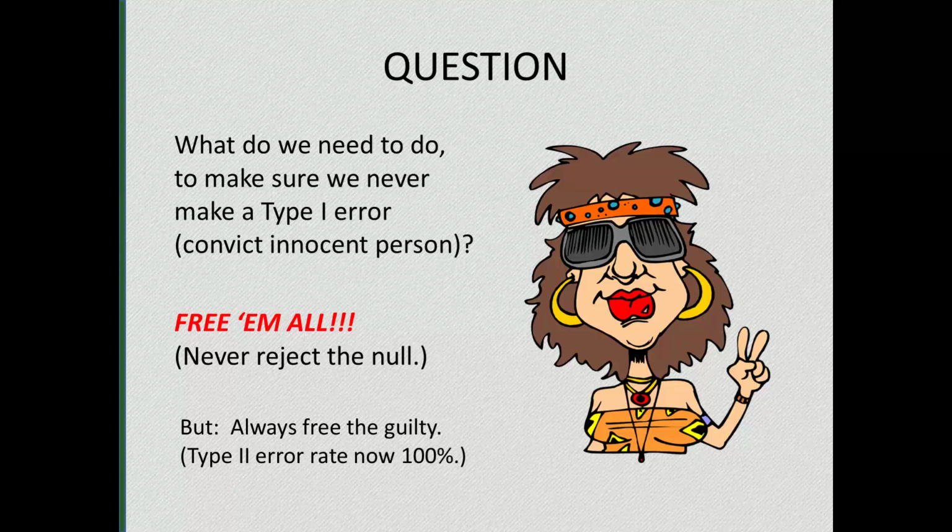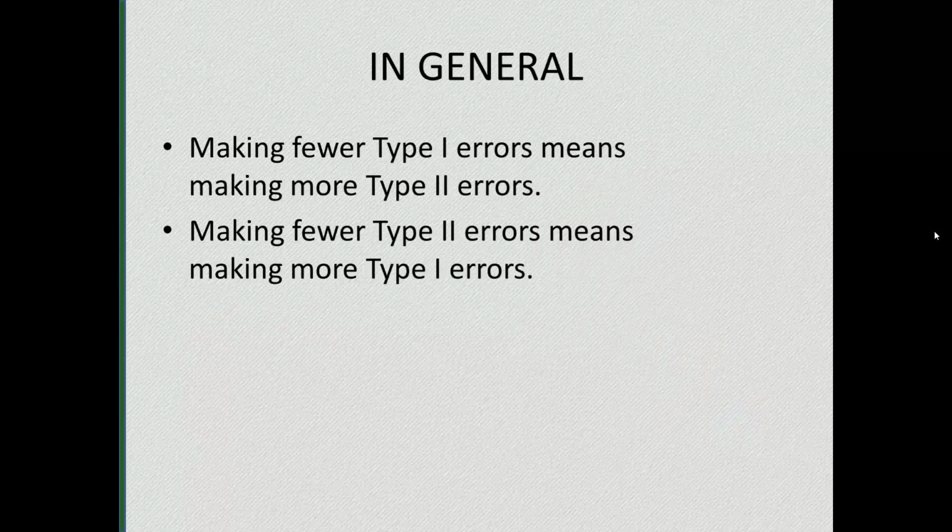And once again, there's a downside to that. We never convict an innocent person, but we never convict a guilty one either. Our type 1 error rate is down to 0, but the type 2 error rate is 100%. And this pattern will happen in general. We can make fewer type 1 errors, but it's going to mean more type 2 errors. And vice versa, reducing the type 2s is going to mean more type 1 errors.